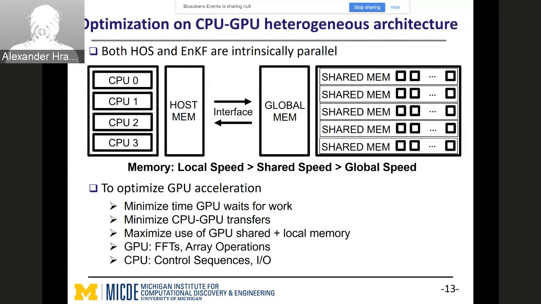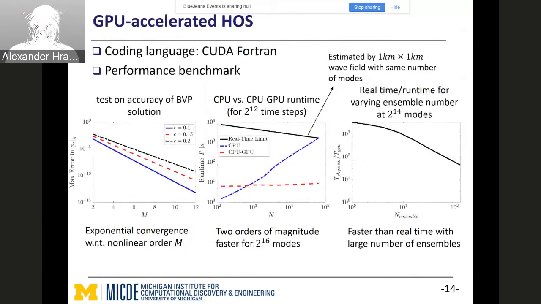The CPU, on the other hand, takes care of the control sequences as it's low latency and tells the GPU what to do, and handles the I/O when the time comes to take the data off of the device. The next slide.